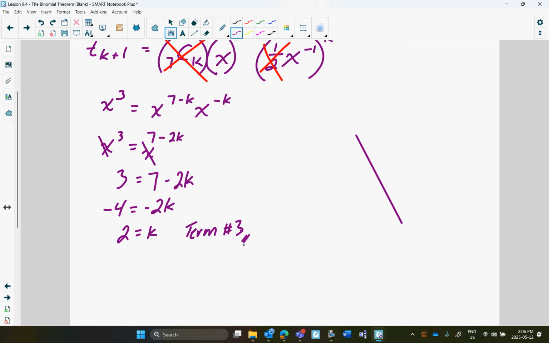There is a way to sort of check this stuff. If you get a negative, something's gone wrong. If you get a decimal or a fraction, something's gone wrong. Because remember, a term number has to be a whole number. Okay? So in a way, you can kind of check to see if your answer makes sense.